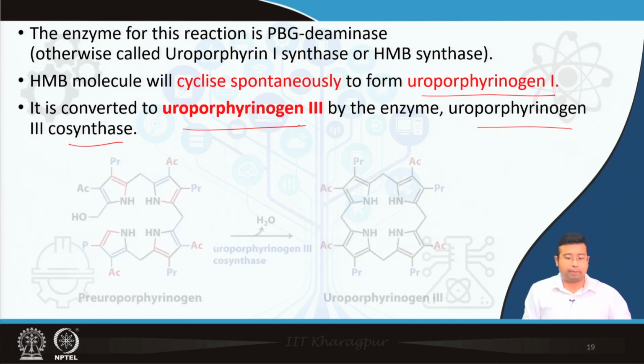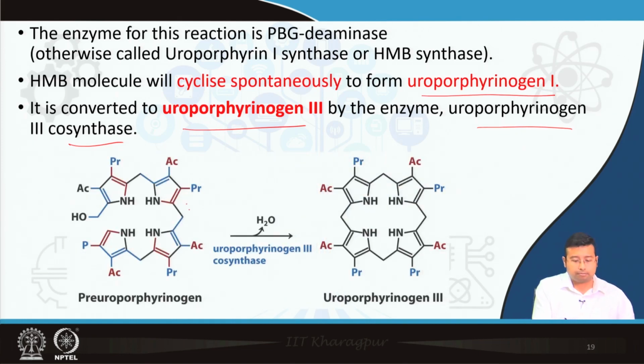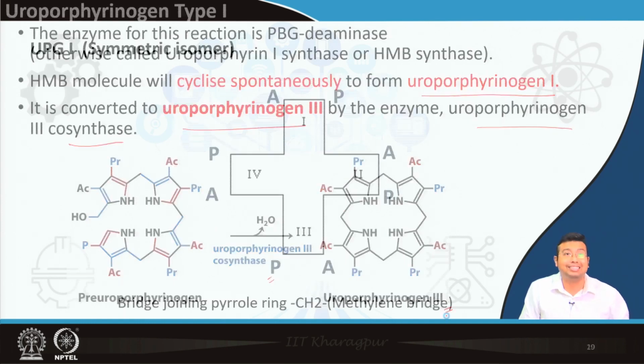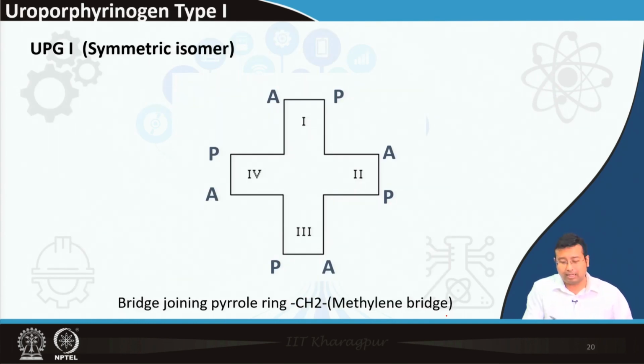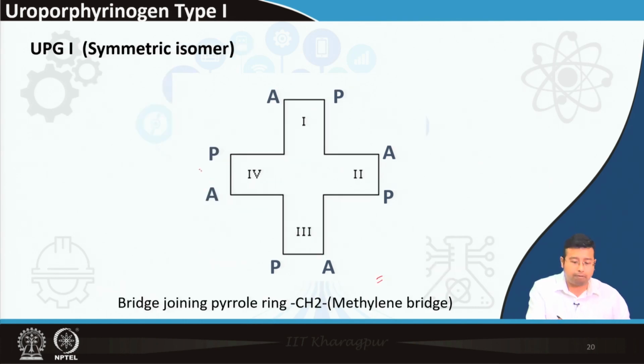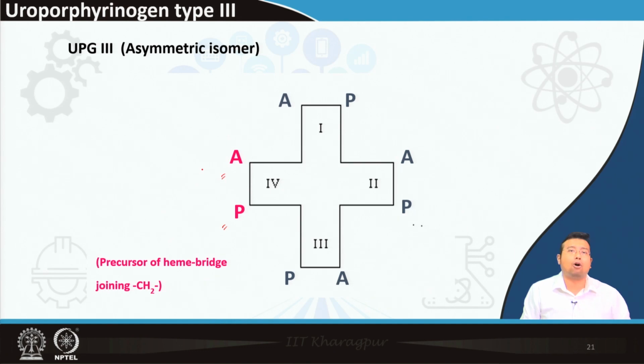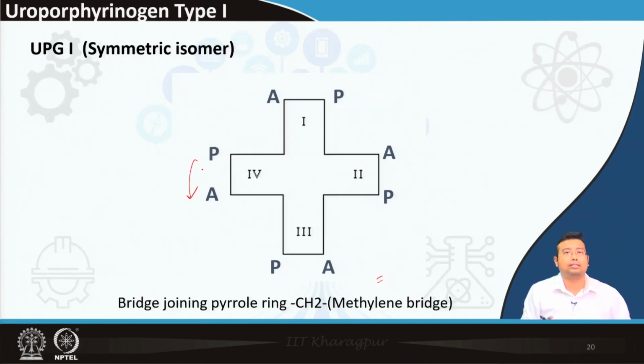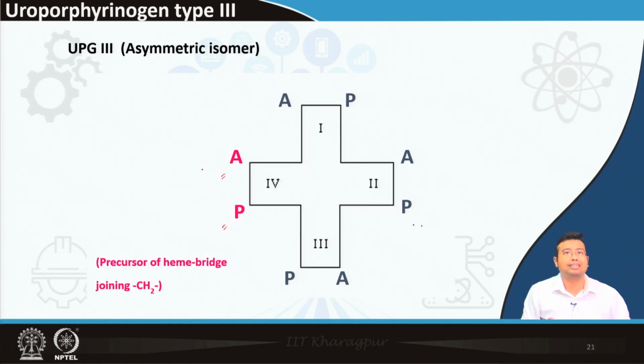So, everything is happening in one step. This linear compound pre-uroporphyrinogen is converted to uroporphyrinogen 1 spontaneously, and then by the action of uroporphyrinogen 3 co-synthase it is converted to uroporphyrinogen 3. Uroporphyrinogen 1 is basically the symmetric isomer, in which the A and P groups are present from 1 to 8 in a symmetrical manner, and the only difference between uroporphyrinogen 1 and 3 is the interchange of this A and P. If it goes here, it becomes the third isomer. So all this is what is happening in this reaction. Ultimately we are getting uroporphyrinogen type 3.